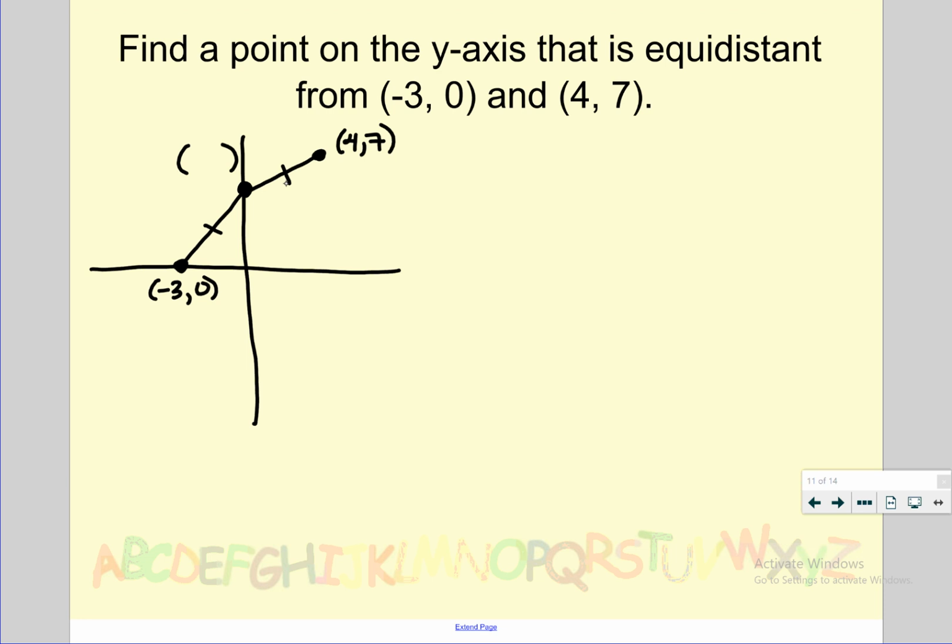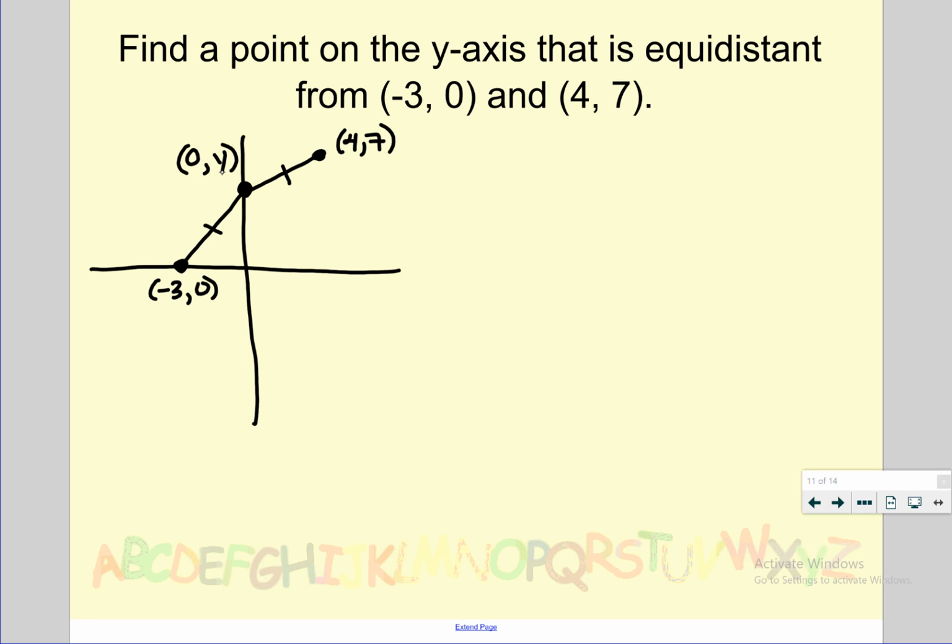Now, the nice thing about the fact that it's on the y-axis is we already know half of the point. What do you know about every point that's on the y-axis? X is 0. Okay, so we know the x is 0. The only thing we don't know is the y-coordinate. If we can find that y-coordinate, we're done.